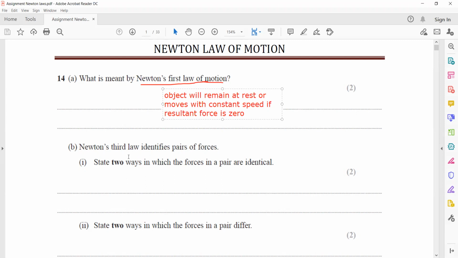Then, Newton's third law identifies the pair forces. State two ways in which the forces in a pair are identical. Identical means how the forces can be the same. So how will the forces be the same? They will have the same magnitude, same type. It will be the same magnitude. Magnitude means value.